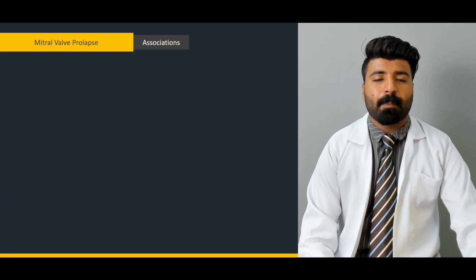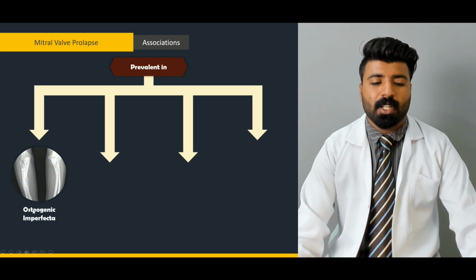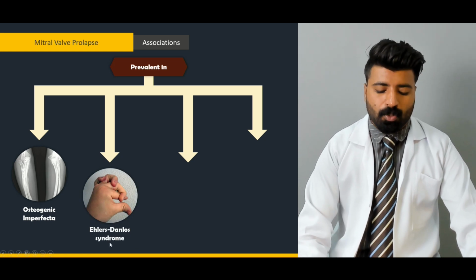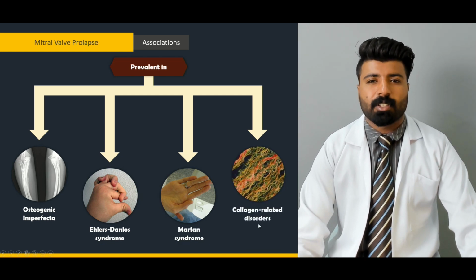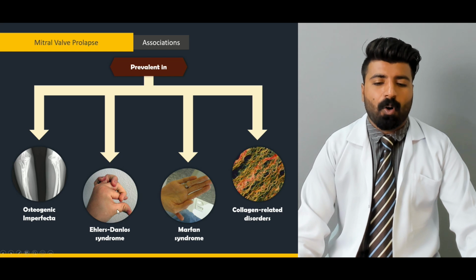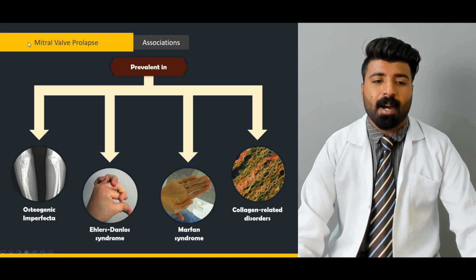Next on, we have mitral valve prolapse associations. What is it associated with? It's prevalent in osteogenesis imperfecta, in Ehlers-Danlos syndrome, in Marfan syndrome, and collagen-related disorders. So what do all of these have in common? There's only one similarity: all of these are collagen-related disorders, bone disorders. So we can say that mitral valve prolapse is associated with collagen disorders and bone disorders equally.